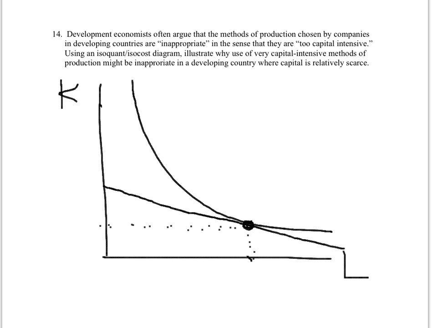So this is where they should produce, but it says here that using a very capital-intensive method of production may be inappropriate. This clearly explains that if you use a lot of capital, you're not going to be minimizing costs, because if the cost of labor is really cheap, then the slope of the isocost is probably going to be very flat. And if you use a lot of capital, you're probably not going to be minimizing costs. So that answers this particular question.